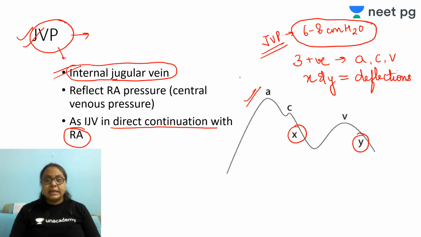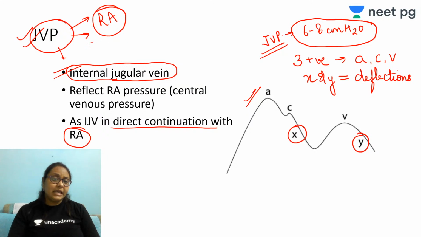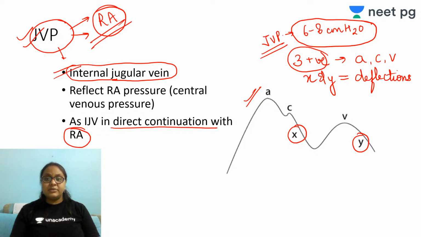So JVP is measured in the internal jugular vein, because it is in contact with the right atrium. So what is the JVP telling us? It is reflecting the right atrial pressure. Please remember, it does not tell us about the left atrial pressure. The normal value is 6 to 8 centimeter of water. It has 3 positive waves, that is A, C and V, and 2 negative deflections, that is X and Y descent.